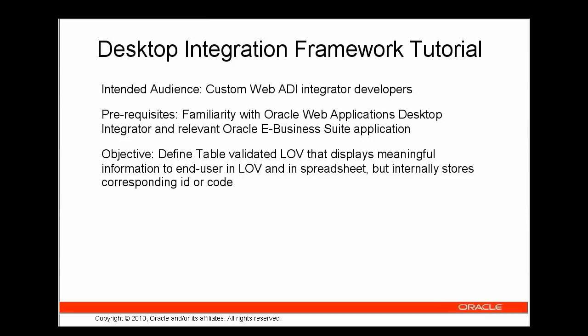Now we know that WebEDI supports different types of UI widgets such as list of values or LOVs, and that there are different types of LOVs such as table validated LOV. The objective of this tutorial is to learn to define a table validated LOV that displays meaningful information to the end user in the LOV as well as in the spreadsheet, but when the user uploads the data to eBusiness Suite, we internally store the corresponding ID or the code instead of the meaningful value.